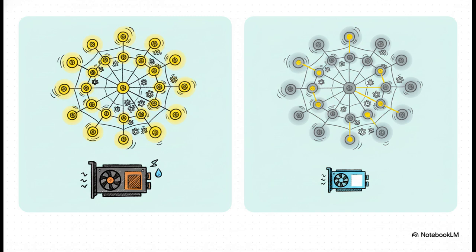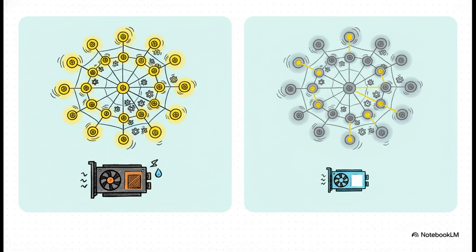Okay, so let's break that down. On one side, you've got full fine-tuning. This is like trying to remodel an entire skyscraper. You're updating every single one of the billions of parameters in the model. It works, sure, but it takes an absolutely massive amount of memory.